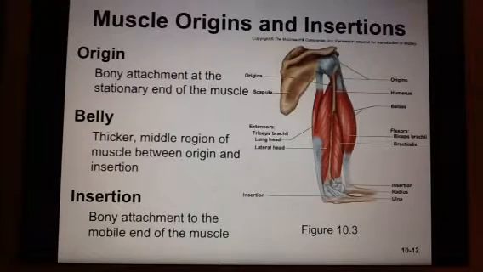Again, we're going to save all this for A&P 2, but each muscle will have a belly, which is the middle of the muscle, and an insertion and origin. The origin is the bony attachment at the stationary end of the muscle, the end that is not moving, and the insertion is the attachment at the other end, which is the mobile end of the muscle. You'll need to be naming muscles and know their origin and insertion later, but we're going to save all that for A&P 2.